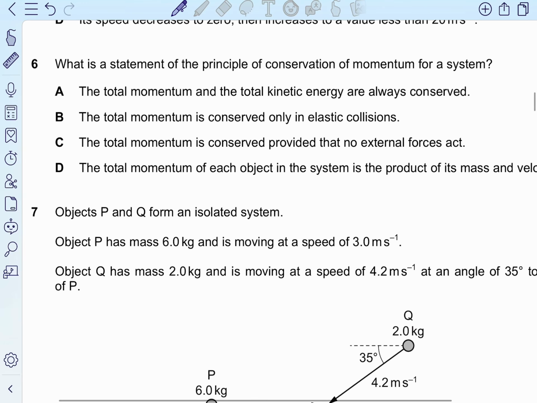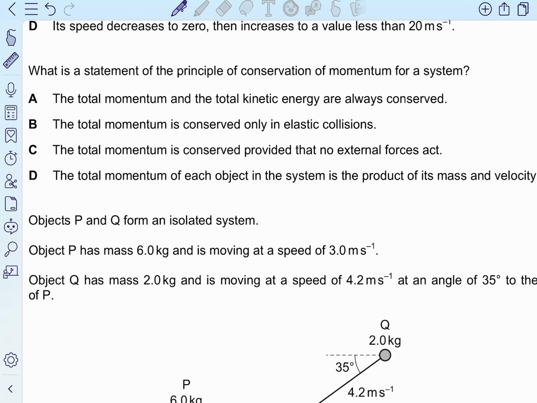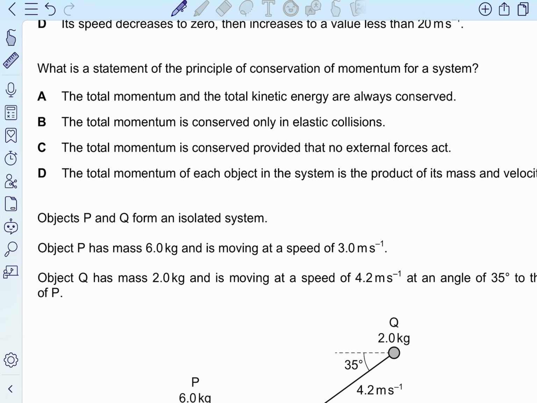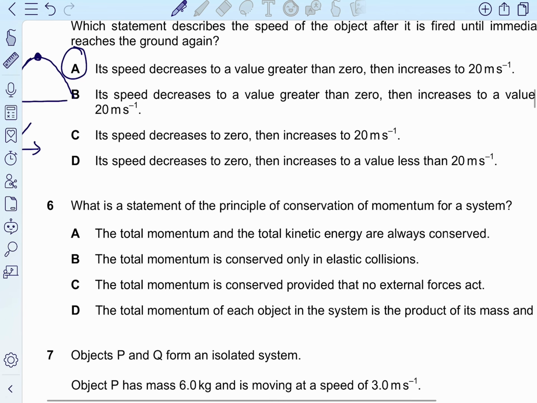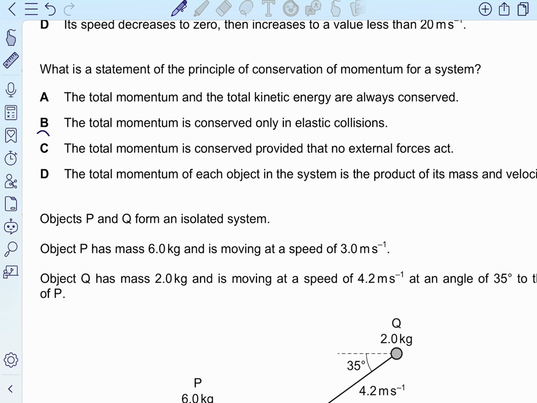Question number 6. What is the statement of the principle of conservation of momentum for a system? The principle of conservation of momentum is that in a closed or an isolated system where there are no external forces acting, the total momentum before the collision is equal to the total momentum after the collision, or the sum of the momentum in that system will remain constant. So for this, I can see that option C, the total momentum is conserved provided that no external forces act. If you see option A, it says that the total momentum and total kinetic energy are always conserved. In inelastic collisions, the kinetic energy is not conserved.